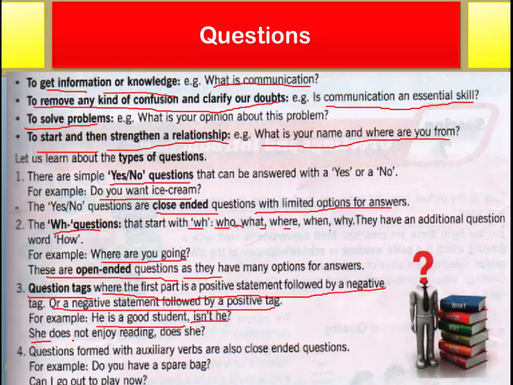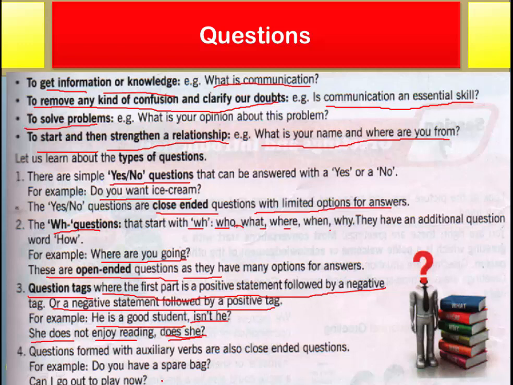Next, this is a negative statement. She doesn't enjoy reading. Then the question tag will be positive: does she? Again, it's a question tag confirming the statement. So it goes like this: if the statement is positive, the question tag is negative; if the statement is negative, the question tag is positive. Questions formed with an auxiliary verb are also close-ended questions, like can you go out to play, or is your home far away from here? So these are the questions.